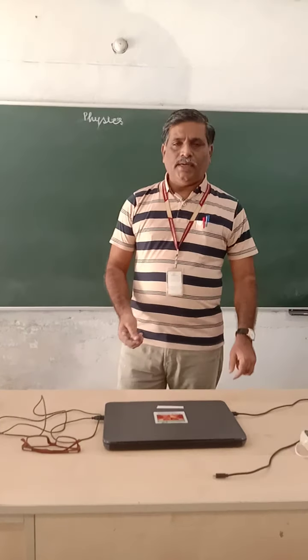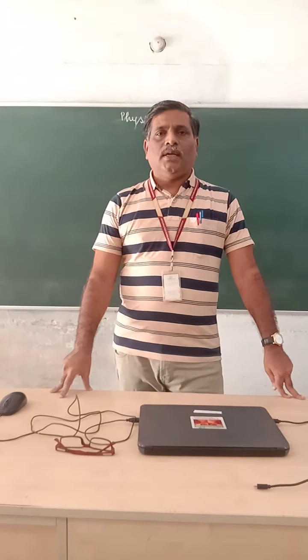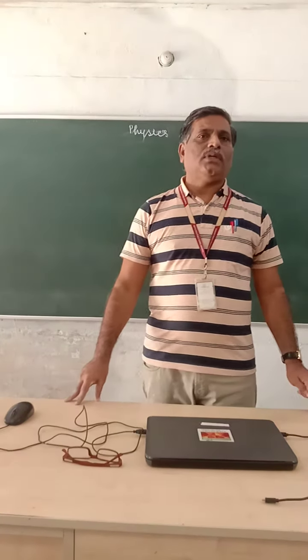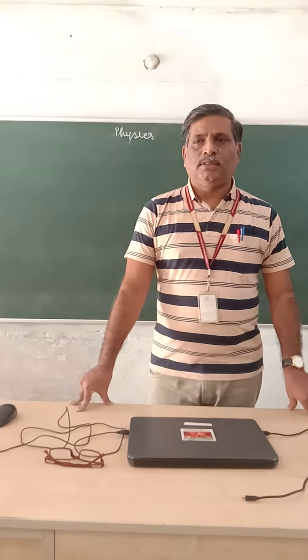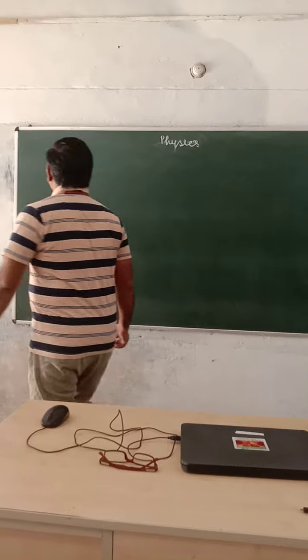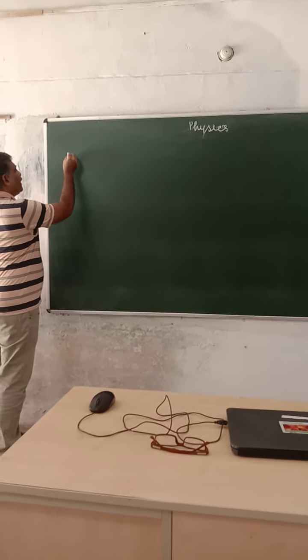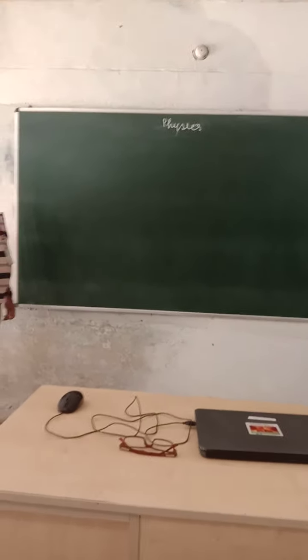Friends, we defined vector product of two vectors. Now, next step is let us find out vector product of two unit vectors. You all know i, j and k are unit vectors along x, y and z direction.